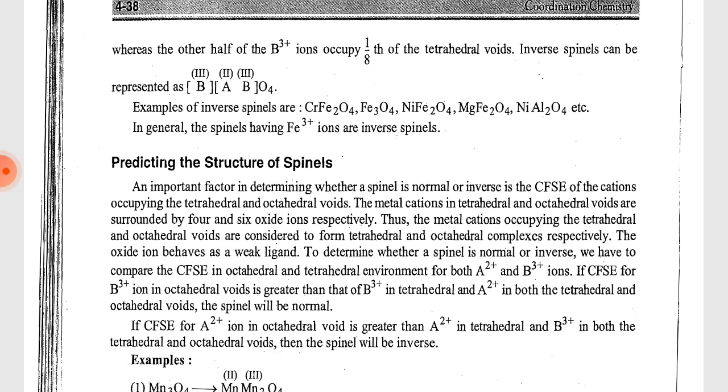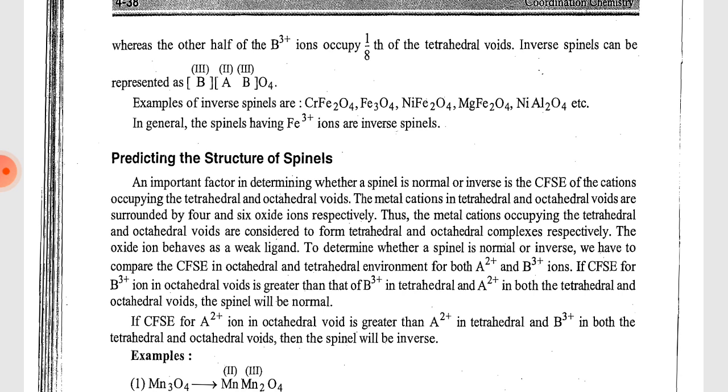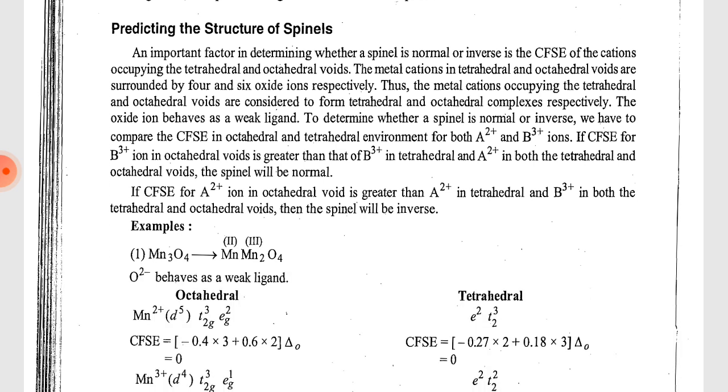Examples of inverse spinels are CrFe2O4, Fe3O4, NiFe2O4, MgFe2O4, NiAl2O4, etc. In general, spinels that have Fe3+ ions are inverse spinels. Predicting the structure of spinel.